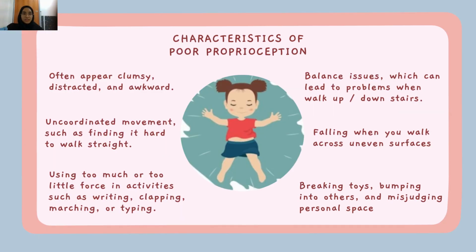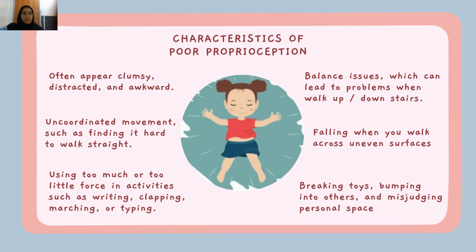What are characteristics of poor proprioception that we can see in children? First and foremost, they often appear clumsy, distracted, and awkward. They show uncoordinated movements, such as finding it hard to walk straight, and they may also tend to slouch. Next, they use too much or too little force in activities such as writing, clapping, or typing.